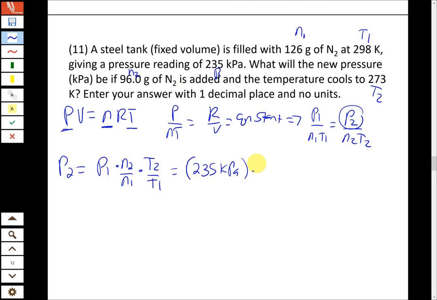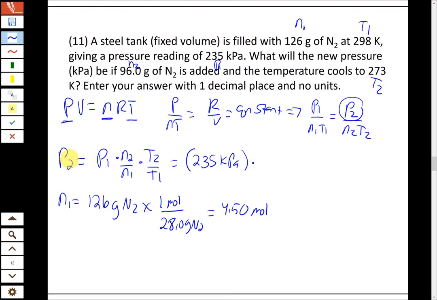For this problem, we're not telling you directly the number of moles, we're giving you masses of each. So n1 is going to be the number of moles that corresponds to 126 grams of N2. We divide by the molar mass of N2, 28 grams per mole, to get that into moles. So 4.50 moles is the initial amount of N2 that we have. And then for the final number of moles, n2, we have that much that we started with, and then we added to that another 96 grams.